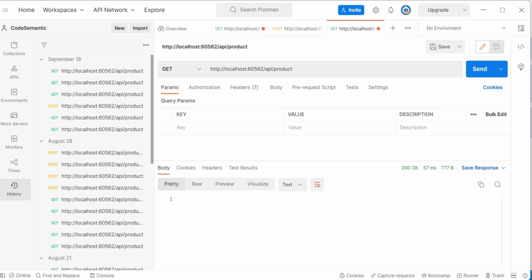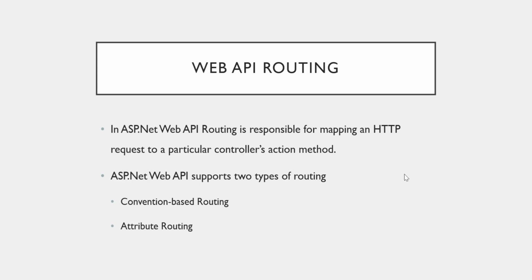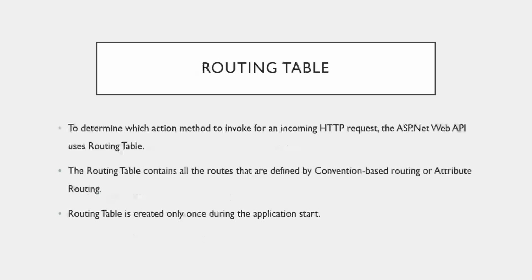Now let us switch to our presentation again. I already told you that there are two types of routing that ASP.NET Web API supports: convention based and attribute routing. In upcoming video sessions, we are going to see these in detail. Now we are going to see one more important term, which is the routing table. It has a very important role in routing.